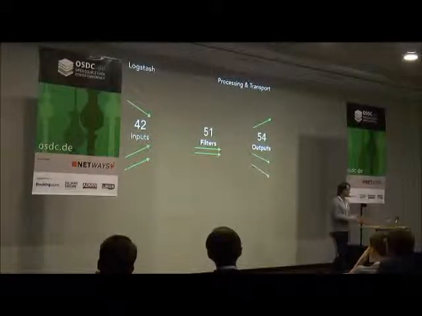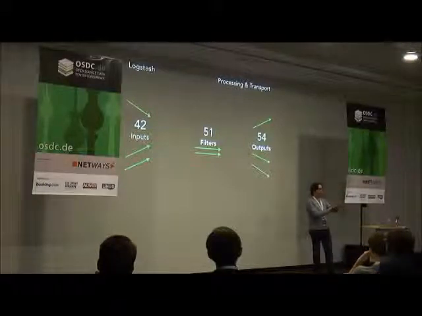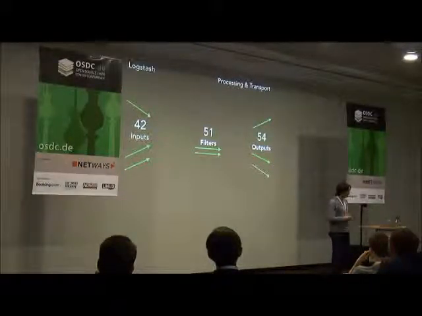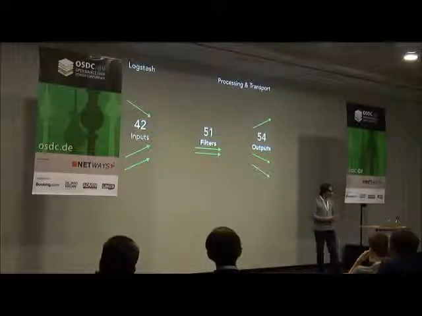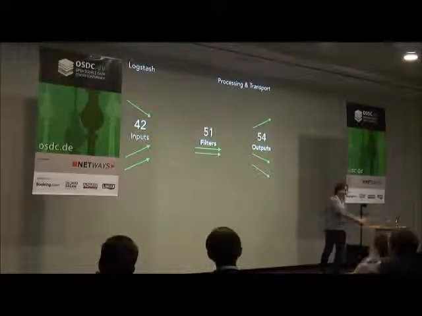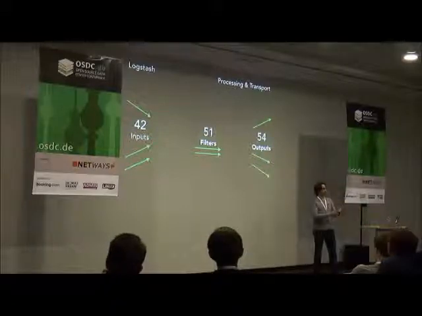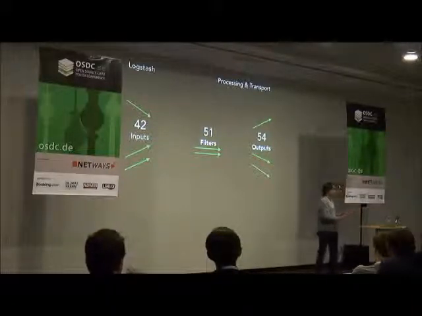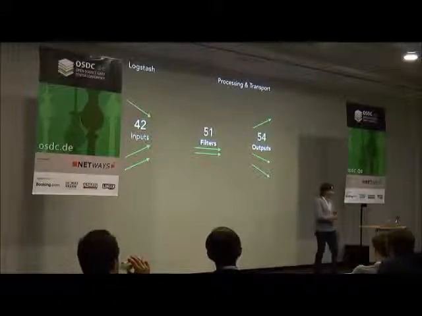There's about 40-something different inputs. Inputs are where things come from. This could be files. This could be network sources. This could be databases. This could be communication channels. It could be ticketing systems. It can be email.